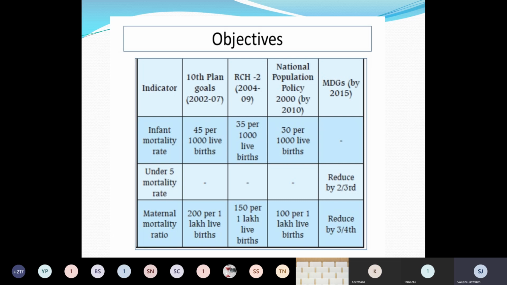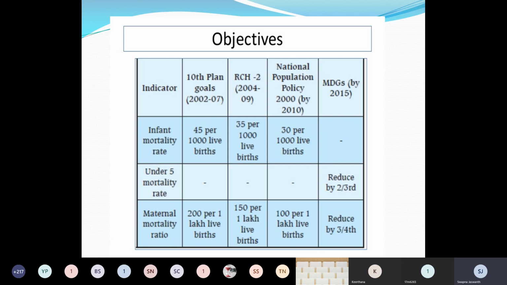And according to RCH, that is Reproductive and Child Health 2, the target was 35 per 1000 live births, to be achieved in 2004 to 9. It was 34 per 1000 live births. Now we are at 32. That also we have achieved. According to the National Population Policy, we had to achieve 30 per 1000 live births by 2010. We didn't achieve it by 2010, but right now we are on the line to achieve 30 per 1000 live births.